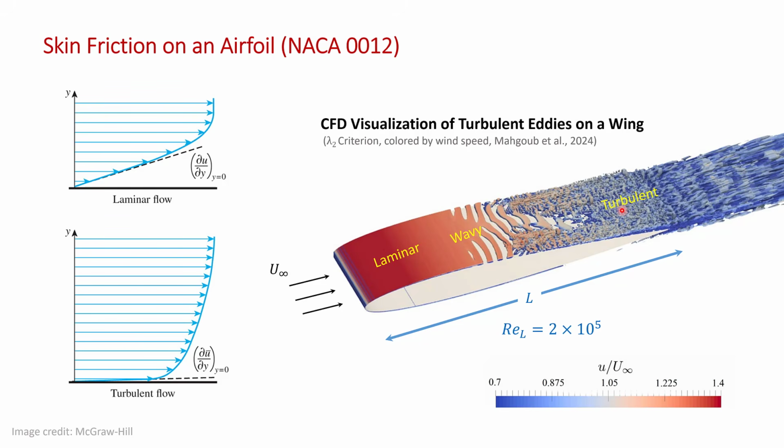Skin friction significantly impacts the fuel consumption of jet aircraft. At cruising conditions, the skin friction is about 50% of the total aerodynamic drag for a modern jetliner. So if you could somehow get laminar flow over the entire wing, you could save a lot of fuel and a lot of GHG emissions.